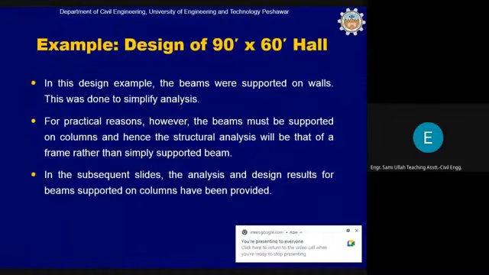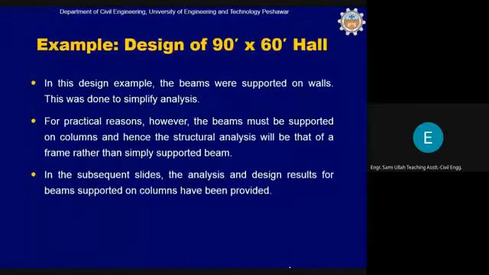So in the first design example, the slabs were deliberately supported on walls. Why deliberately? To make the analysis simple. Because if the beam is supported on columns, as you will see in the next slides, then you can't do the analysis yourself. You will have to do a frame analysis instead of simply supported analysis using the WL square by 8 equation. For practical reasons, the beams must be supported on columns, and hence the structural analysis will be that of a frame rather than a simply supported beam.